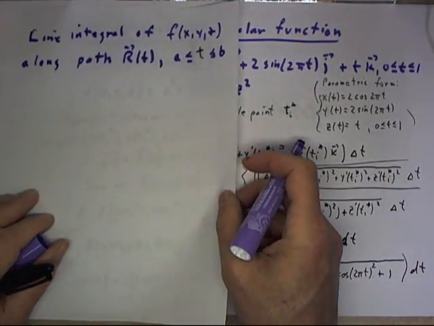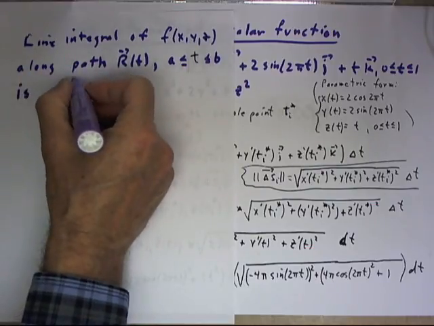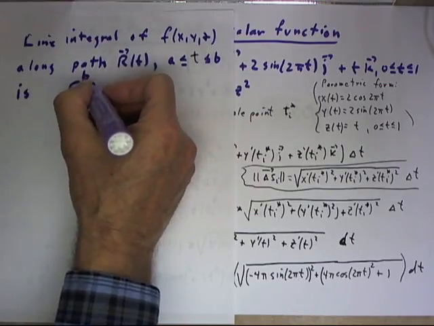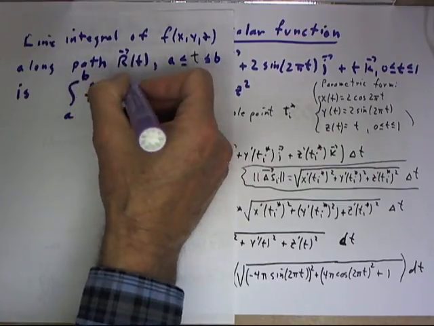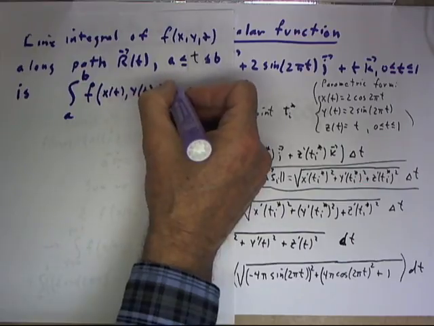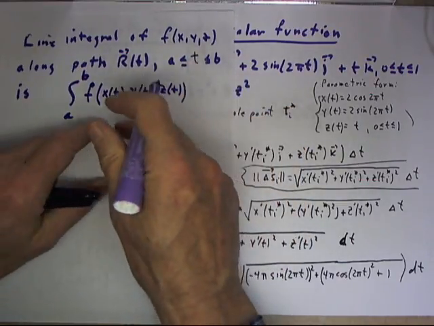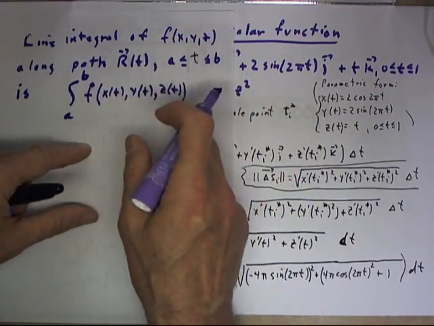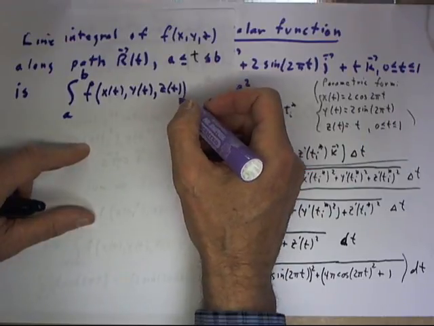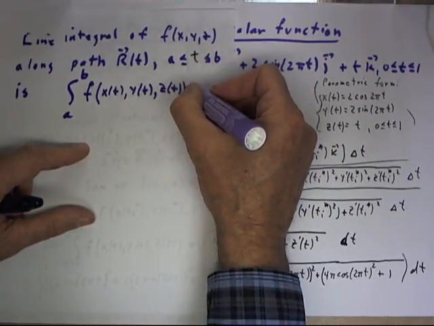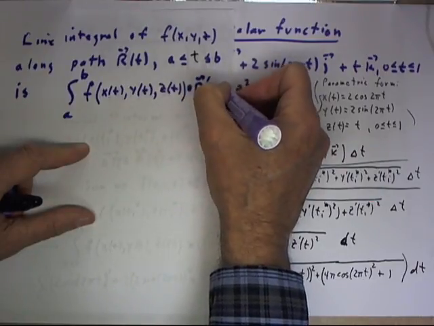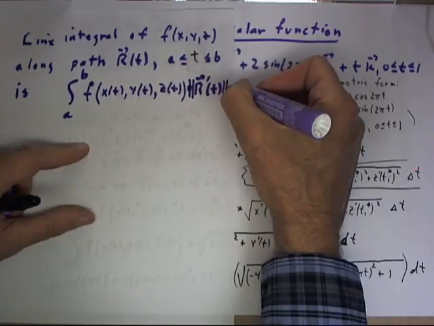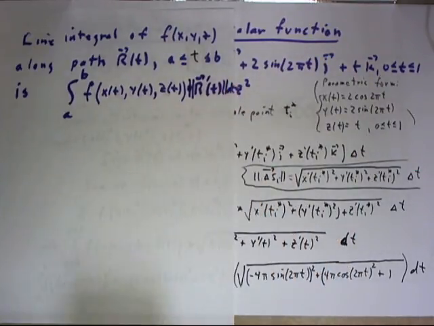Okay, this line integral is the integral from a to b of f of x of t, y of t, z of t, where x of t, y of t, z of t are the components of our r of t vector, the i, j, and k components, which could also be given by parametric equations, times r prime of t times the magnitude of r prime of t, and I'm going to have to dt, and I didn't quite get that in.